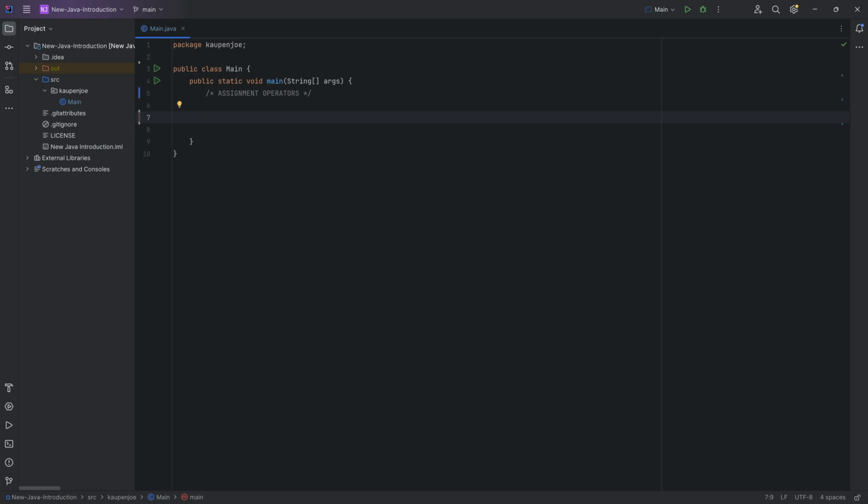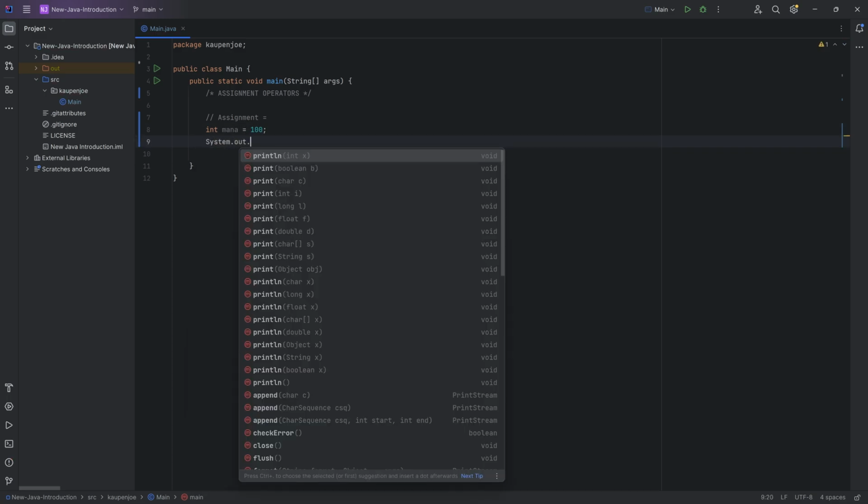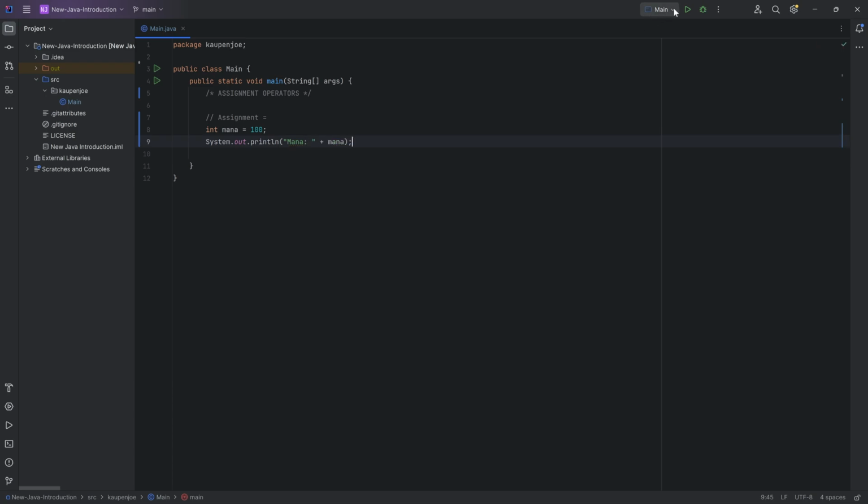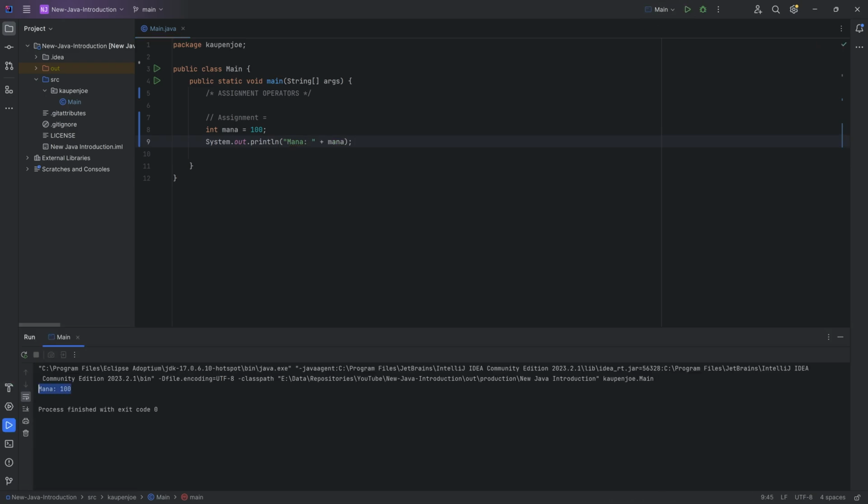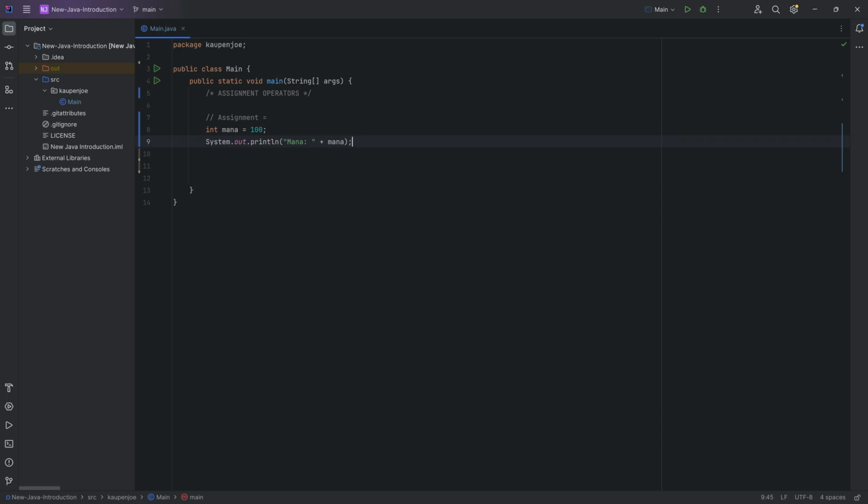Now, we have already seen the major assignment operator, which is the normal assignment, which is just the equal sign over here, right? So, for example, int mana, let's say, is equal to 100. And then we can, for example, print this out and say mana is mana, and that is equal to 100. Awesome. There are a couple more assignment operators.